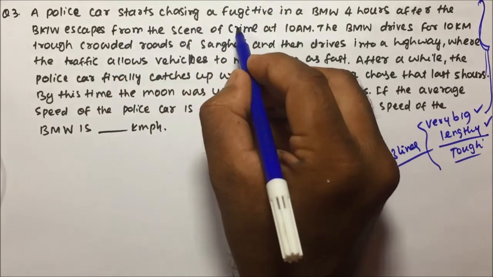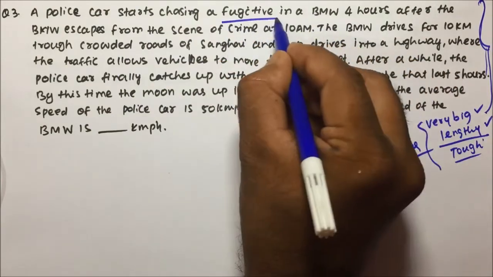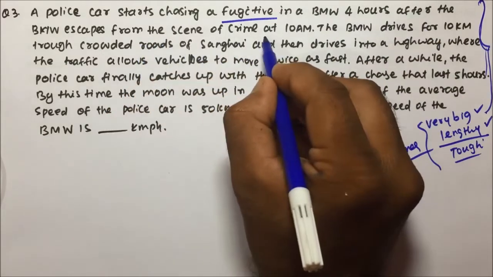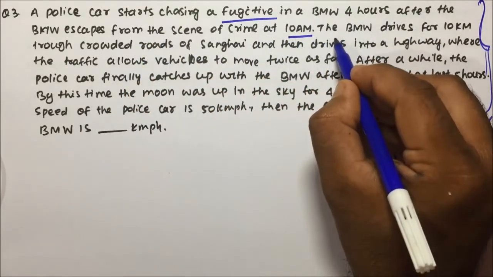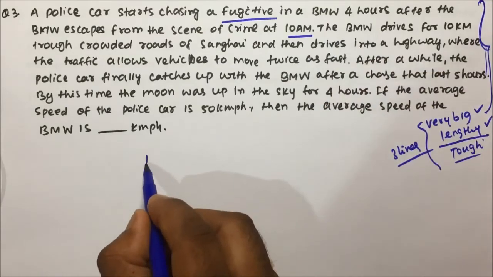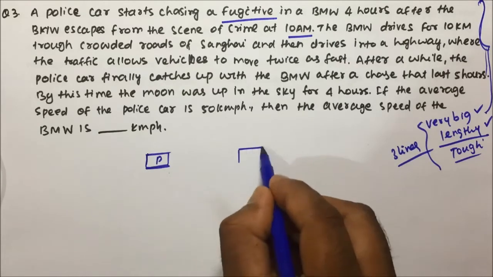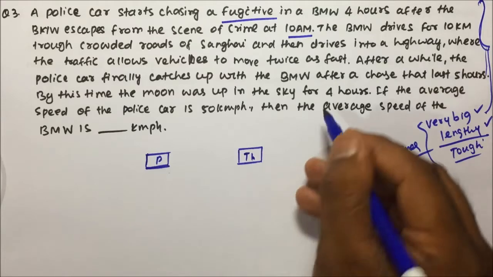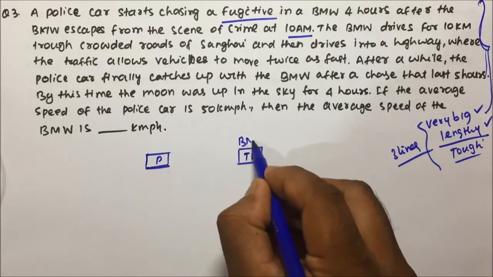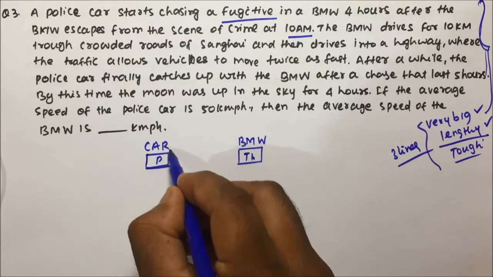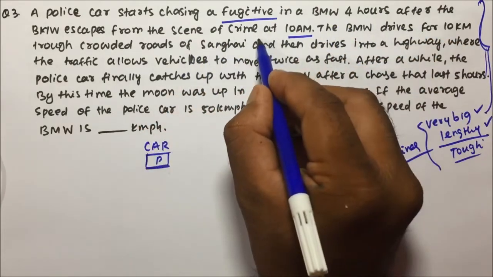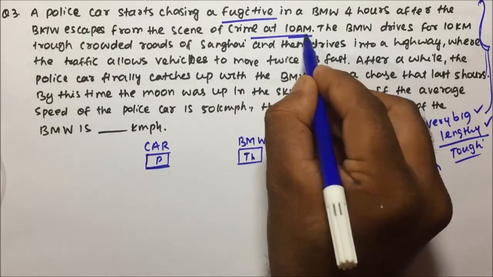A police car starts chasing a fugitive, also called a thief, in a BMW, 4 hours after the BMW escapes from the scene of the crime at 10 a.m. So I say this is the police in the car, and this is the thief in the BMW.